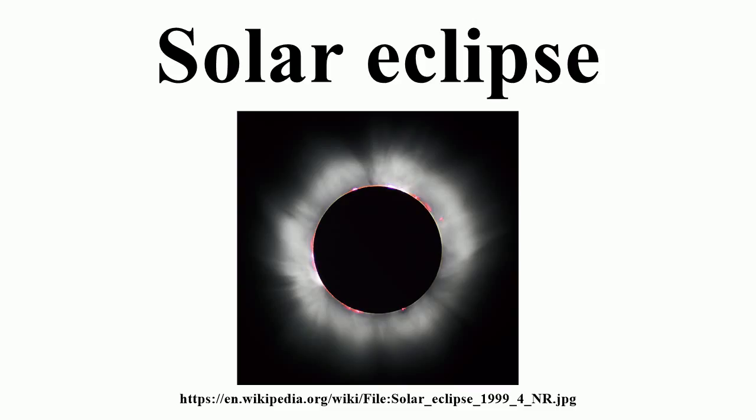Because of this, at the time of a new moon, the Moon will usually pass to the north or south of the Sun. A solar eclipse can occur only when new moon occurs close to one of the points where the Moon's orbit crosses the ecliptic.